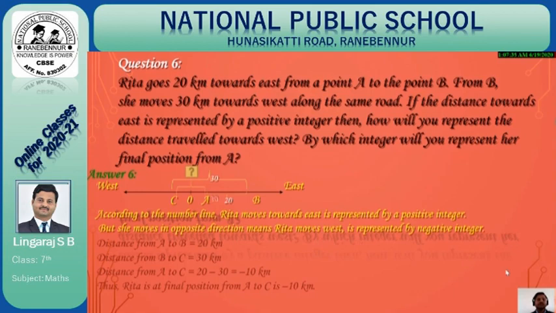Distance from A to B is equal to 20 km, which is given, and distance from B to C is 30 km. So we have to find out the distance from A to C. So distance from A to C is equal to 20 minus 30, which is equal to minus 10 km. Thus, Rita's final position from A to C is minus 10 km.